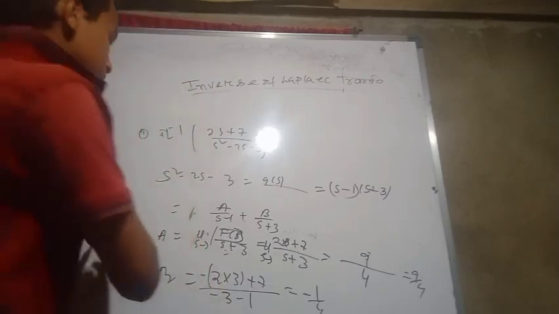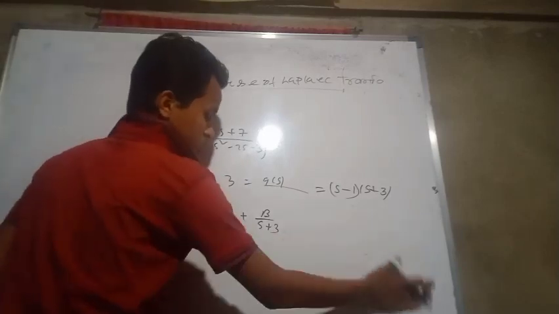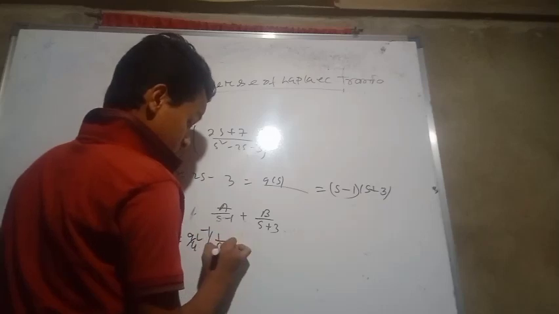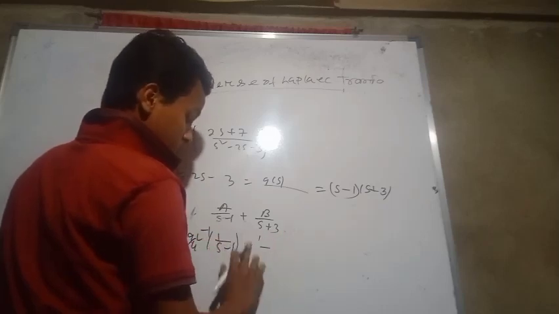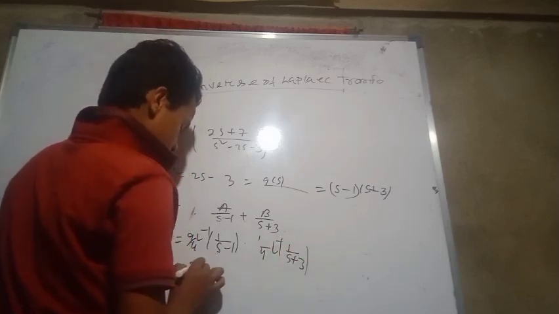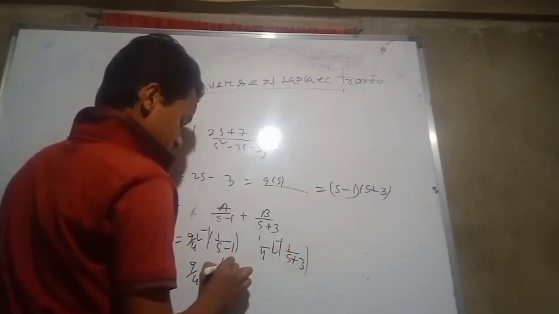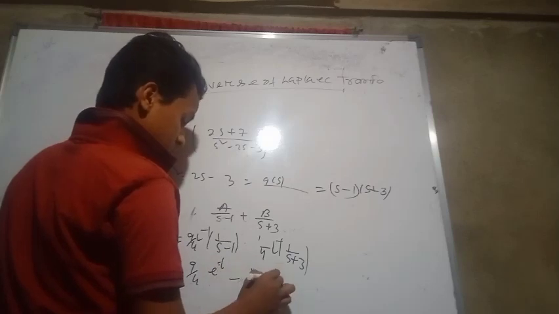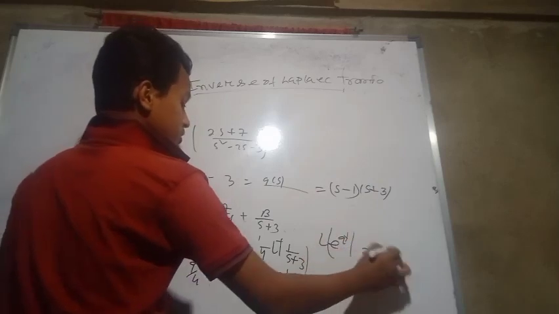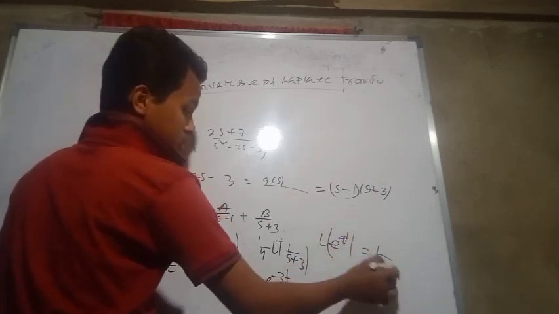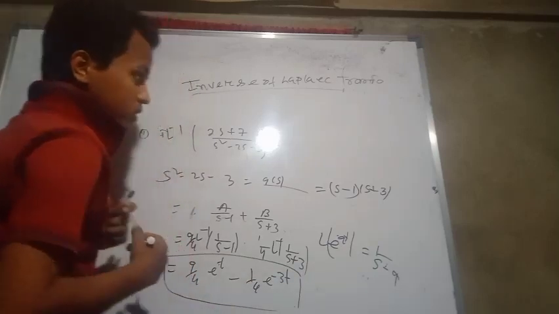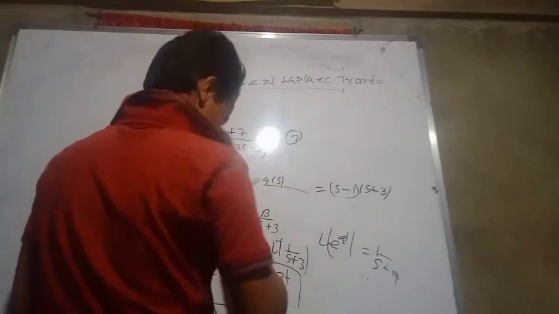Have you got it? So I am reading the equation. That gives the inverse of 9 by 4 times 1 upon (s minus 1) minus 1 by 4 times 1 upon (s plus 3), which is 9 by 4 e to the t minus 1 by 4 e to the minus 3t. Why? Because we know the Laplace transform of e to the at is 1 upon (s minus a). Since it is plus 3, the exponent is minus 3t. I think you will get the concept of the inverse of a Laplace transform. Let's do question 2.